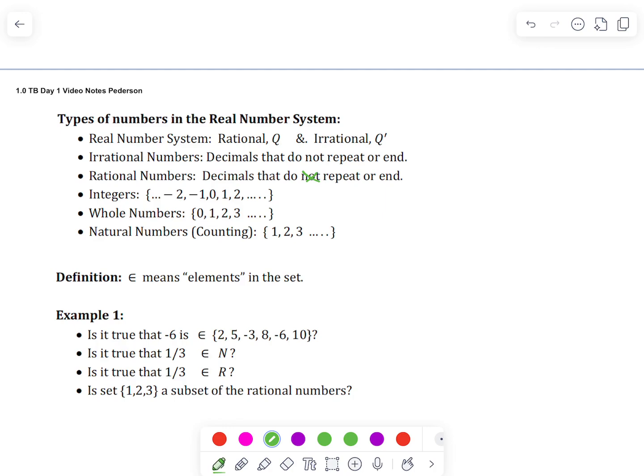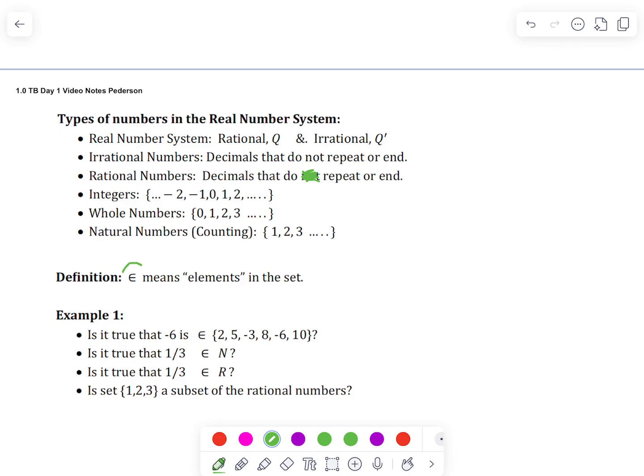Integers are numbers like -2, -1, 0, 1, and 2. Whole numbers, we start at 0, 1, 2, 3, and increase. And the natural numbers are also called our counting numbers, so we just eliminate the number 0 and then start with the number 1, 2, 3. So again, just make sure you cross out the word not, so the numbers that do repeat.